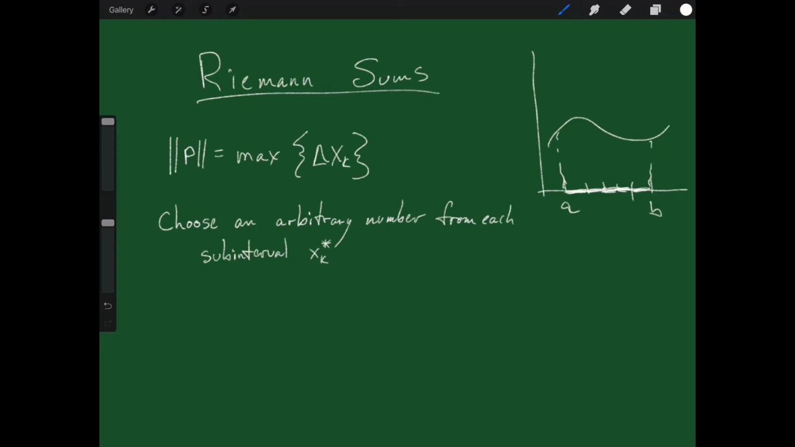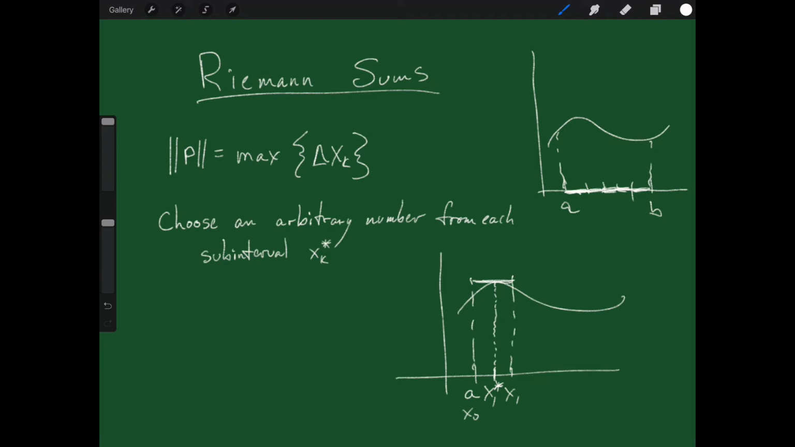So in this first interval, let me maybe draw it a little bigger. Here's A. A is also known as x sub 0. Here's x1. Between x0 and x1, I choose a point. And that point, I'm going to call him x sub 1 star, okay? And he's going to be the guy that gets to represent everybody as the height of the rectangle. So this will be my first rectangle that I'll add.